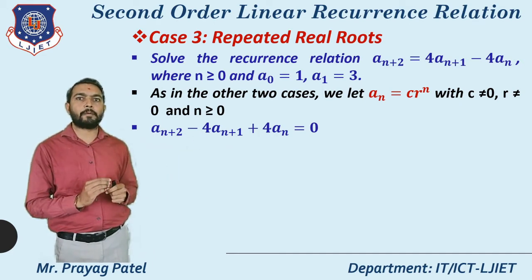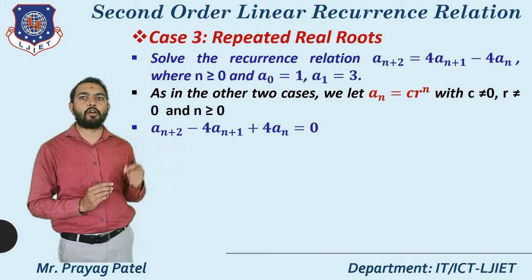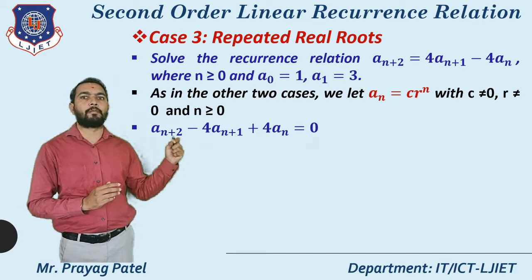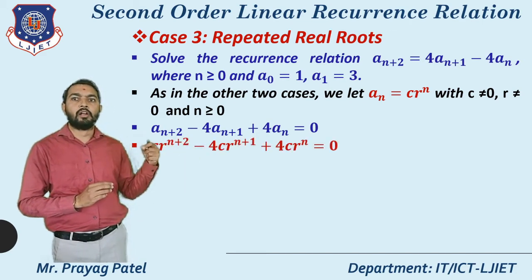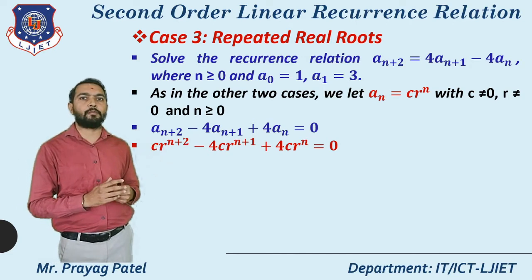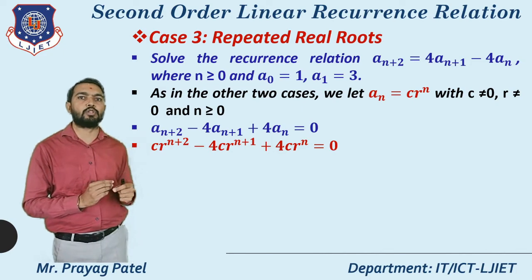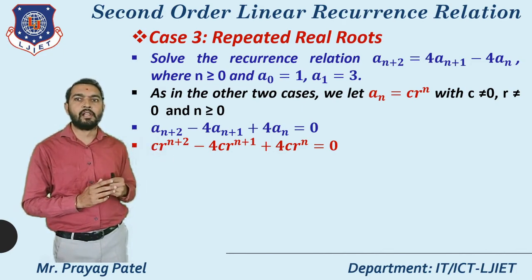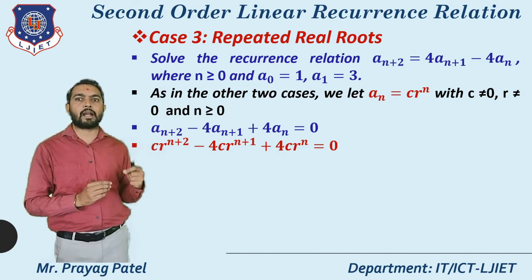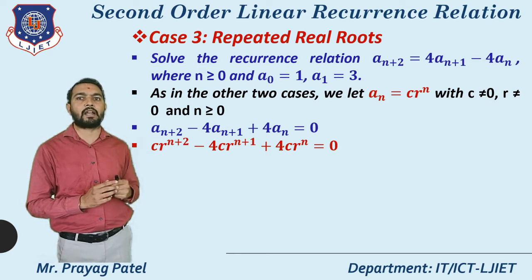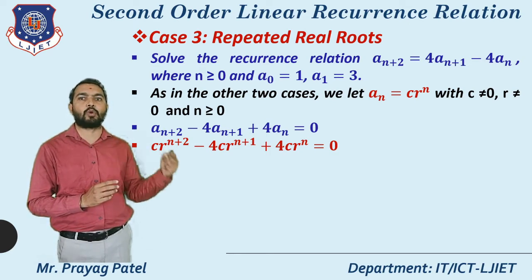So here A of n plus 2 minus 4 A of n plus 1 plus 4 A of n equal to 0. Now translate this statement into the form of C into R raised to n. That means in place of A of n, we use C into R raised to n. So we will get C into R raised to n plus 2 minus 4C R raised to n plus 1 plus 4C R raised to n.